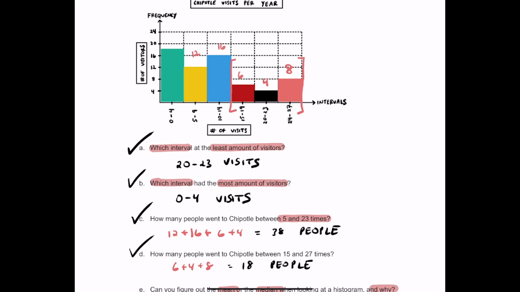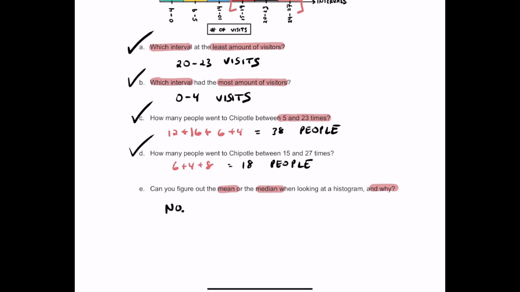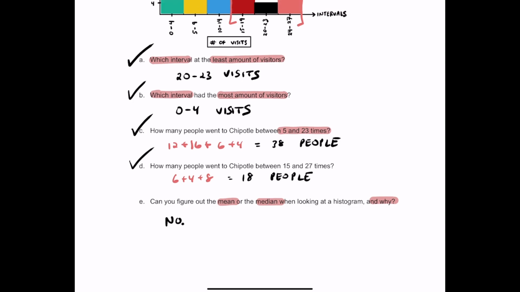All 18 of these people could have visited 0 times. All 18 of them could have visited 3 times. And it could be a mix of all of the numbers between 0 and 4. So if we don't know those specific numbers, you can't tell the specific mean or the median. Hopefully the explanation makes sense. We can't calculate it if we don't know the specific numbers.